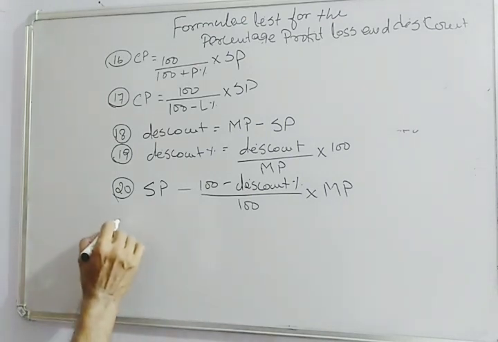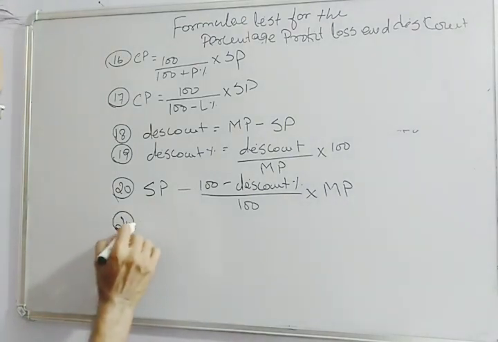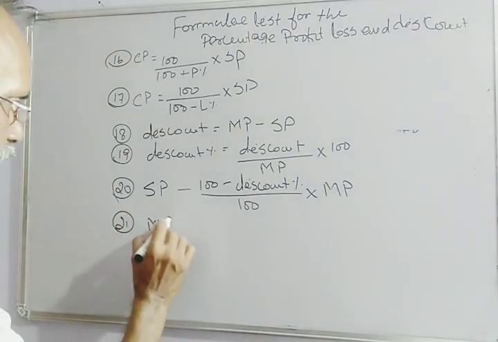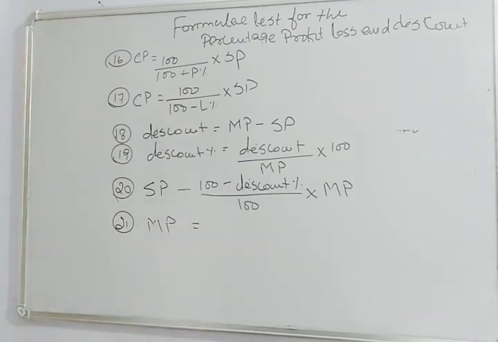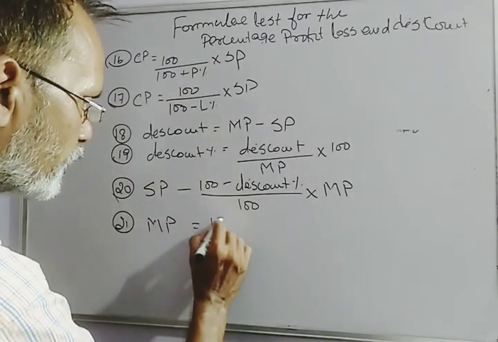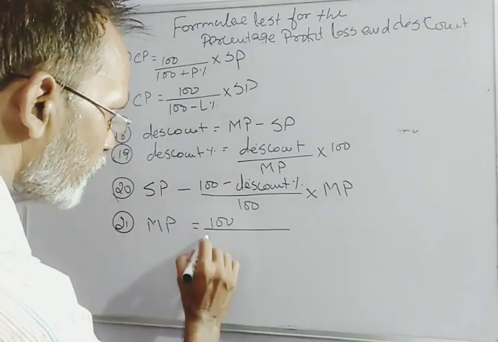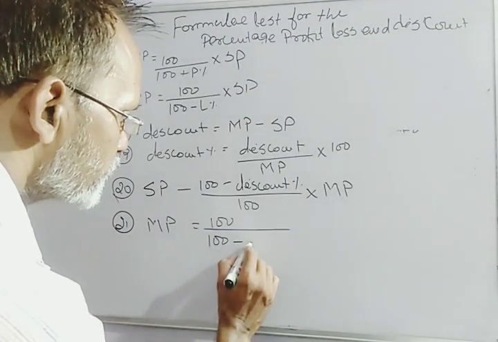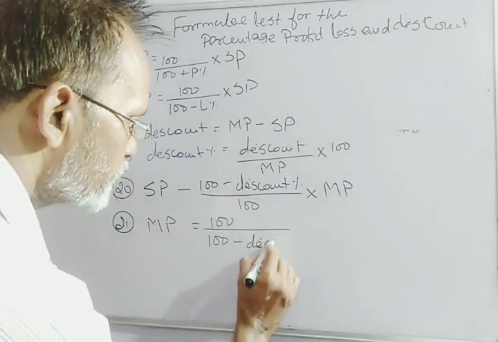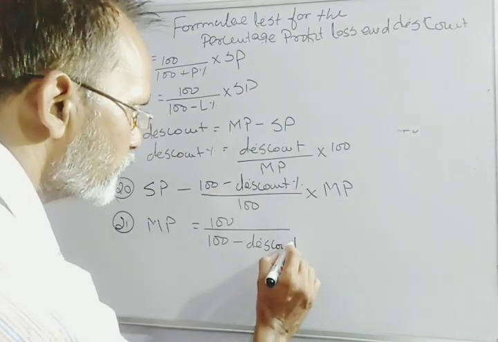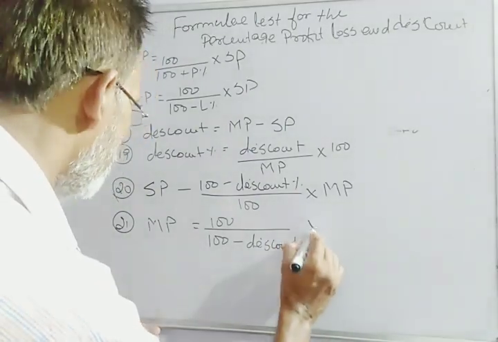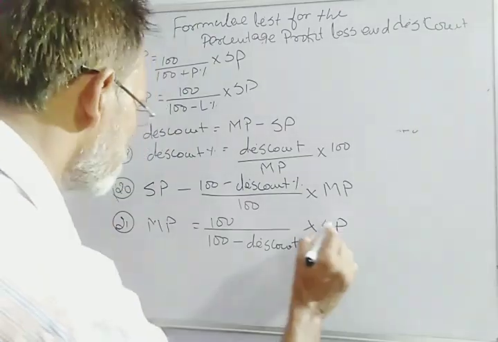Next, number 21, that is mark price. Mark price is equal to 100 by 100 minus discount percentage into SP.